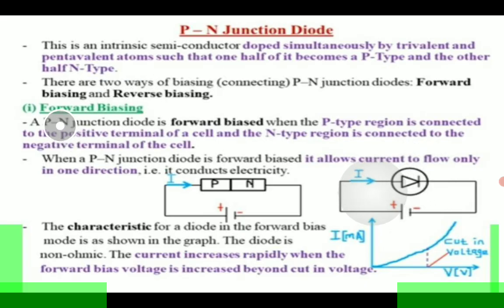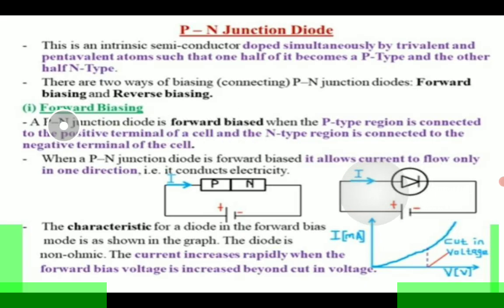So let's look at forward biasing. The PN junction diode is forward biased, or is connected in forward bias, when the p-type region is connected to the positive terminal of a cell or battery, and the n-type region is connected to the negative terminal of the battery. Then you have connected the diode in forward biased mode.